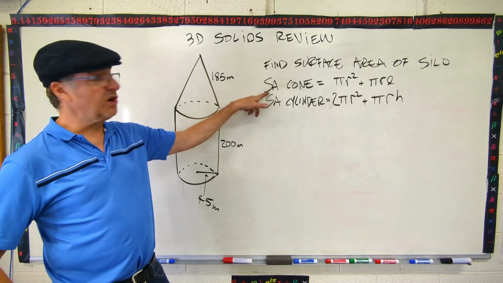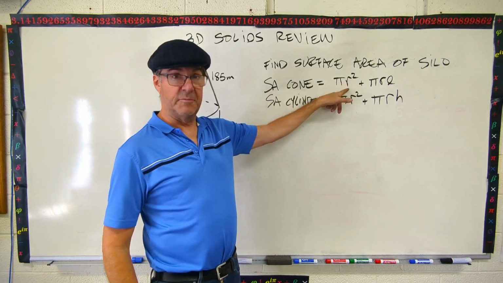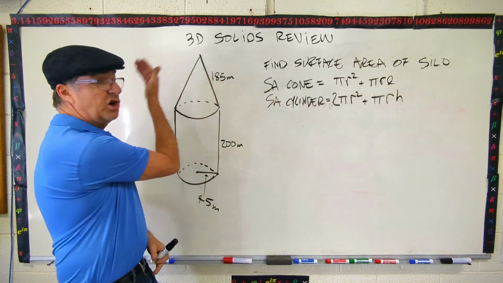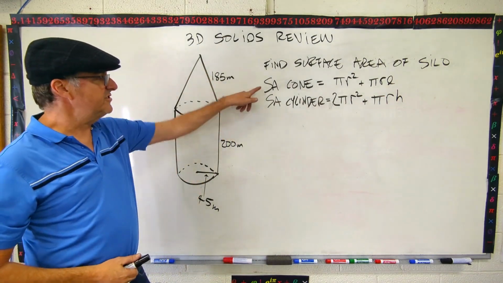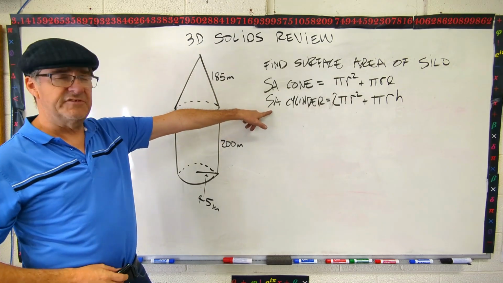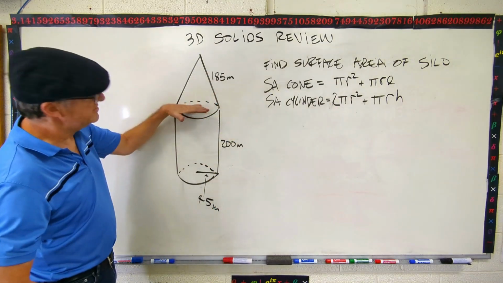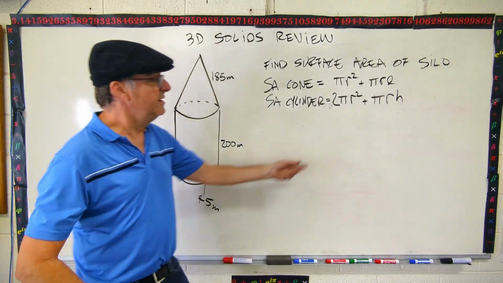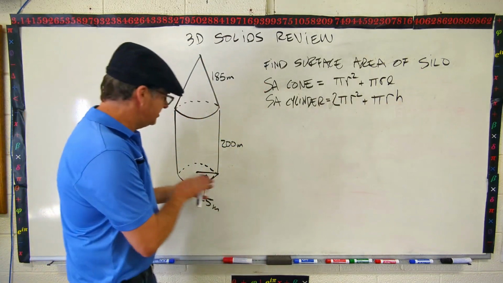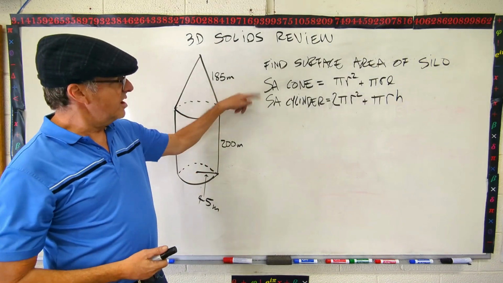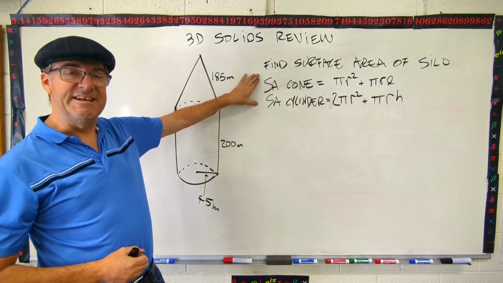So the surface area for a cone is pi r squared for the base of the cone plus pi rl, which gives you the surface area of the curved surface of the cone. So there's a surface area of a cone. Now here's a surface area of a cylinder. It's 2 pi r squared because we have a bottom base and a top base. So that's the area of the bases plus 2 pi rh, which is just the curved surface that wraps around the cylinder. So these are our two surface area formulas that we're going to need.